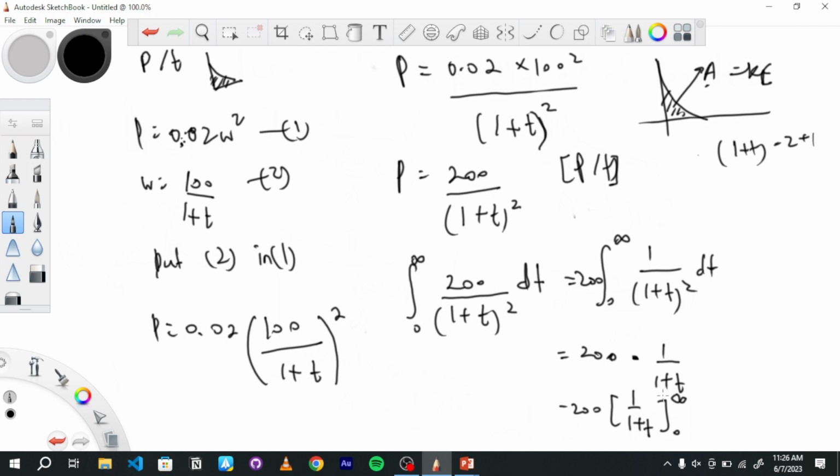When I put in the upper limit here, I'll get minus 200 times 1 over 1 plus infinity. That will give me 0. Then minus, when I put in the lower limit, I'll get minus 200 times, when I put in 0 here, I'll get 1. So the answer is minus 200. That's giving me a positive 200. So this is the area here. The area is 200.